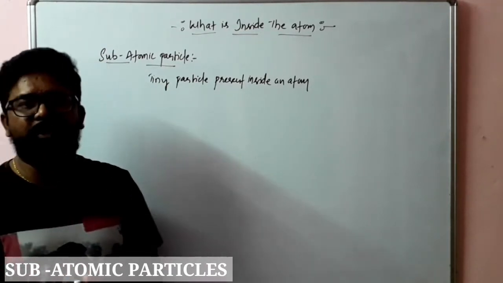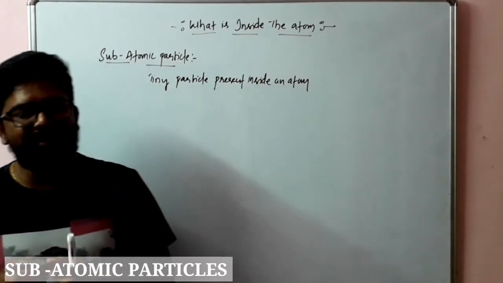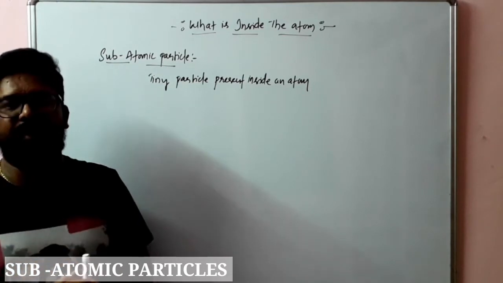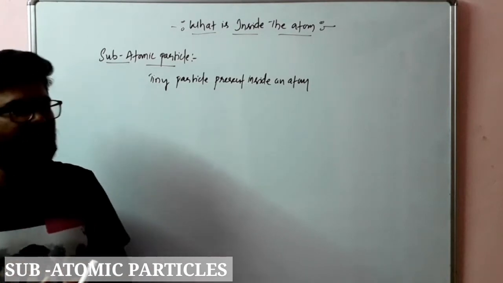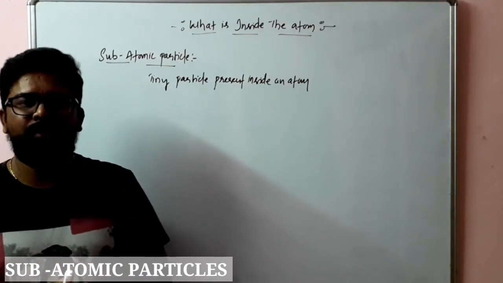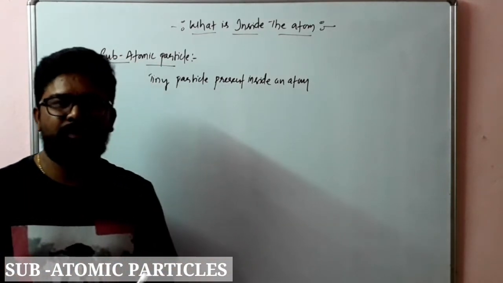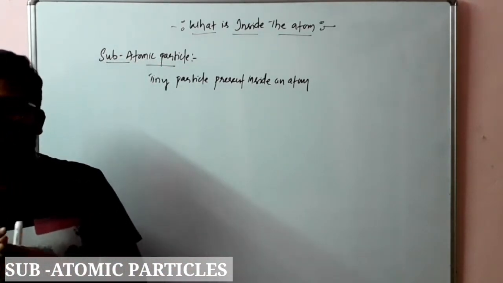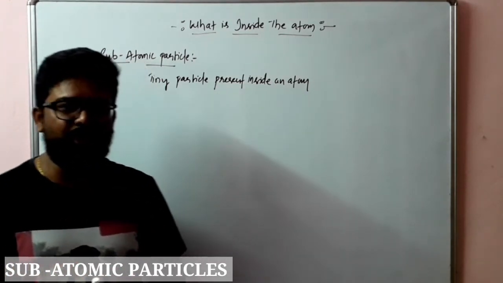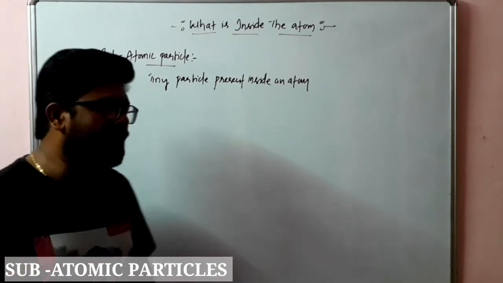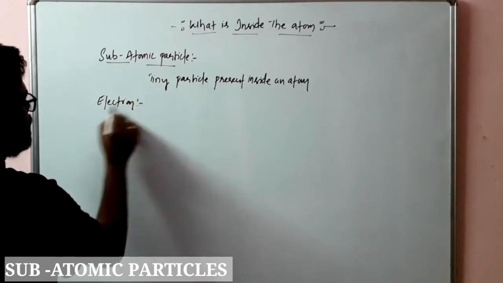So students, many experiments were carried out by different scientists on gases, and they studied the effect of applying electric current on gases at low pressure in a discharge tube. Some other scientists conducted experiments in vacuum tubes. Based on their experimental evidence, they came to the conclusion that the atom consists of some tiny particles. So what are those tiny particles? Let us discuss. The first tiny particle discovered by scientists is the electron.